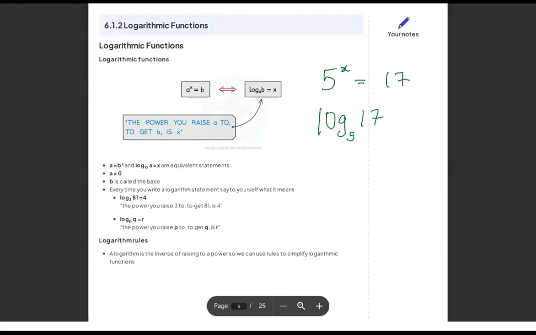You can do that one, or I can show you 2 ways to do it. You can use log base 5 of 17, or you can take the logarithm of both sides. I will teach you that when we get to the laws of logarithm. But if you put this on the calculator, you should get about 1.76.